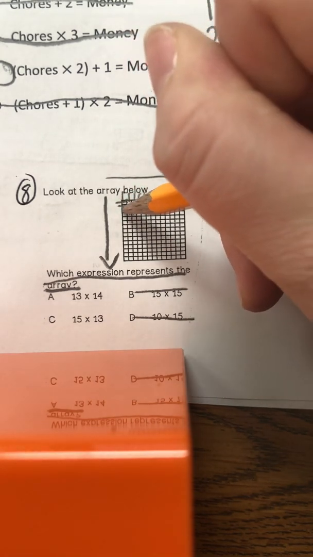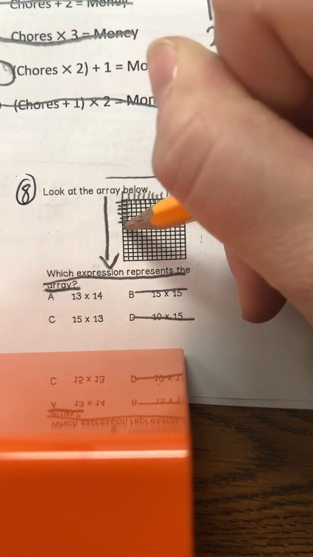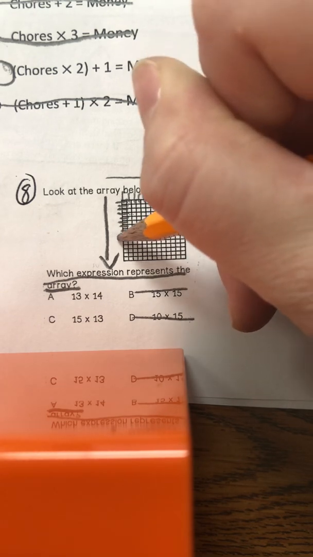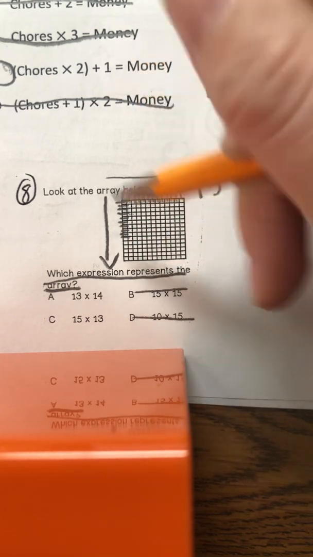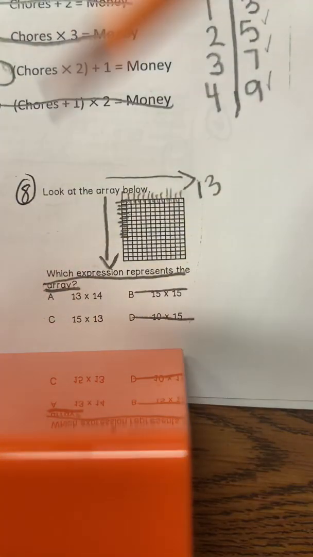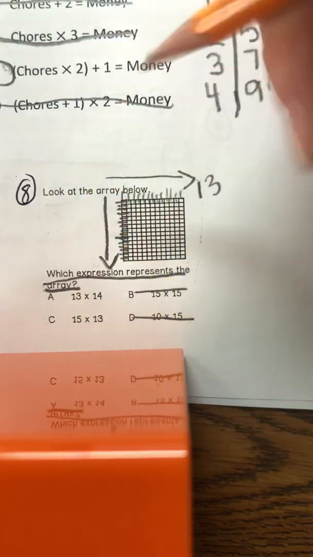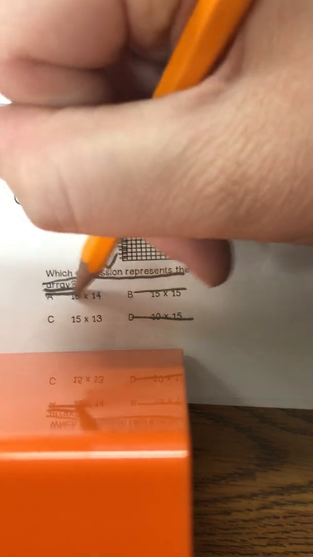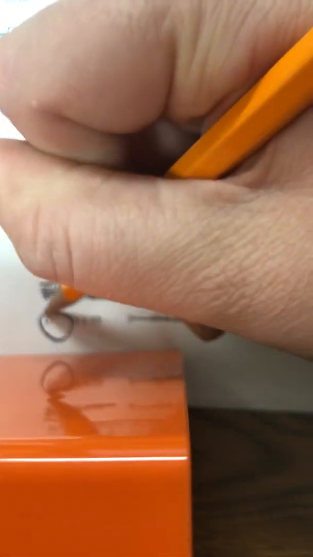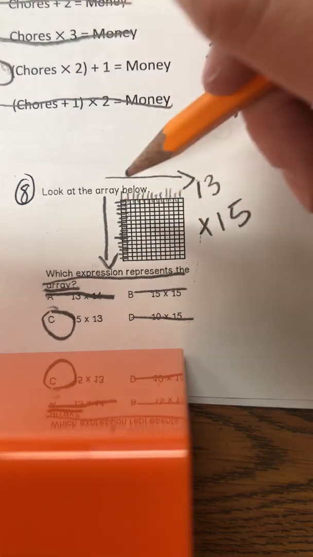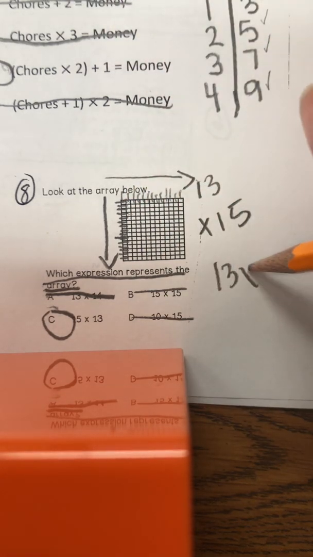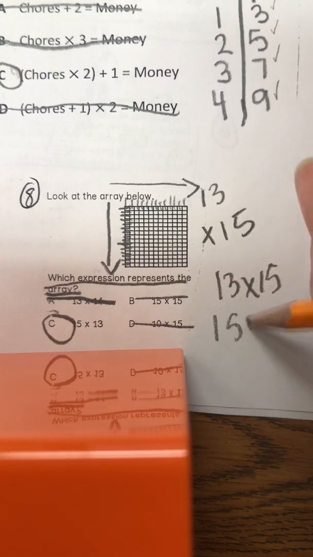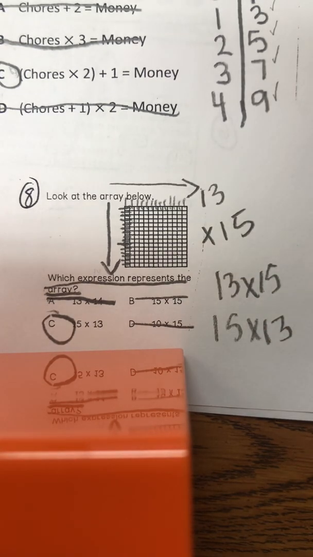1, 2, 3, 4, 5, 6, 7, 8, 9, 10, 11, 12, 13, 14, 15. I've got 13 times 15, and now I just have to see which one matches. It's not 13 times 14, it is 15 times 13. It doesn't matter that they're in the wrong order. It's showing me 13 times 15, and that's the same exact thing. Same answer. All right, I'm gonna move on to 9 now.